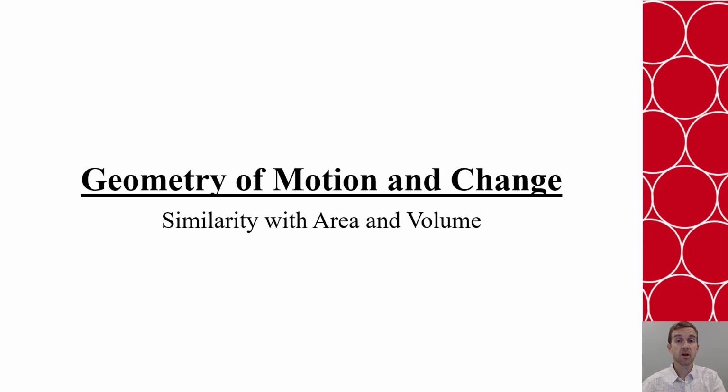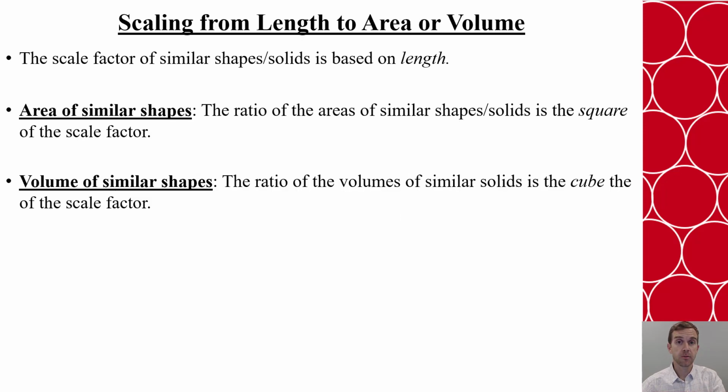In this video, we'll talk about similarity with area and volume. When we talk about the similarity of shapes and solids and their scale factor, that is talking about one dimension, its length. When we want to move to the area of similar shapes, we're now going to have to look at two dimensions. So we have to take that scale factor and square it so that we can deal with both the length and the width being modified for the similarity.